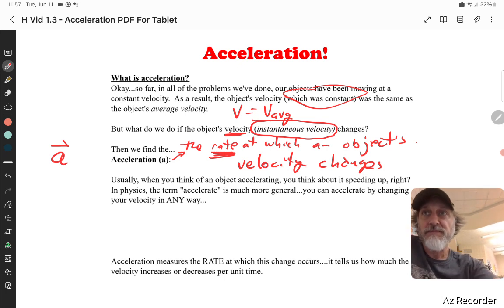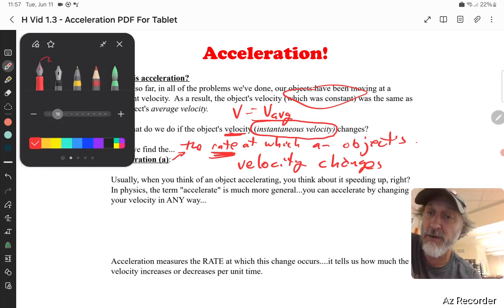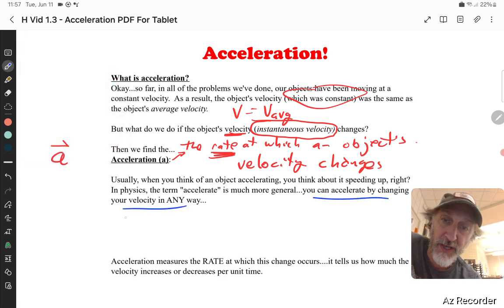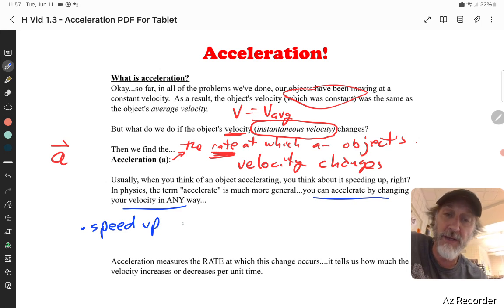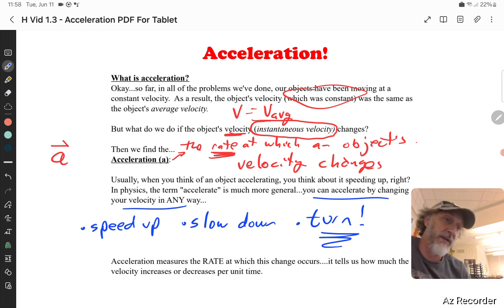All right. So usually when you think of an object accelerating, you think about it speeding up, like, I'm going to accelerate as I get onto the freeway. And that is fine for daily use, but in physics, the word accelerate is a much more general term. In physics, you can accelerate by changing your velocity in any way. So you can speed up, and we would say you're accelerating. You can slow down, and we would say you're accelerating. You could even say you're turning, and that would also be accelerating.